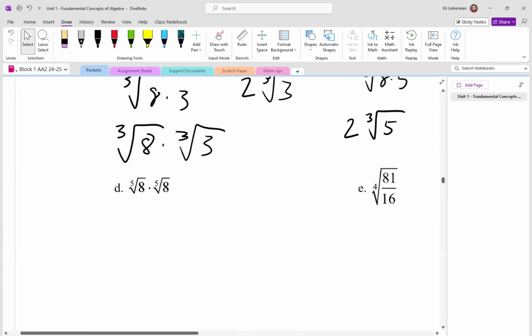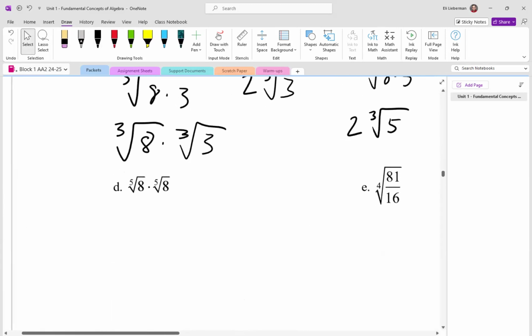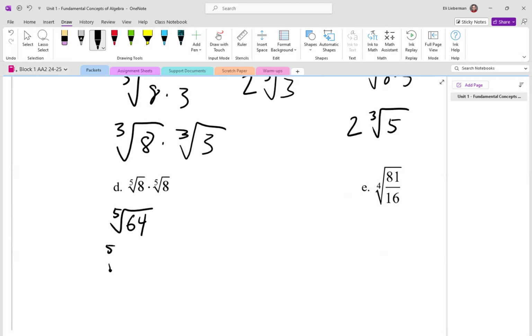Moving on to D. What's changed here? Index is now 5. So we're looking at the fifth root of 64. Do I know any perfect fifths aside from 1, of course? 32. And look at that, there's 32 in 64. Now, if you want to go right to the end, you can, but I'm going to do this middle work. If you want to go from here to here, you can, once you understand what's going on.